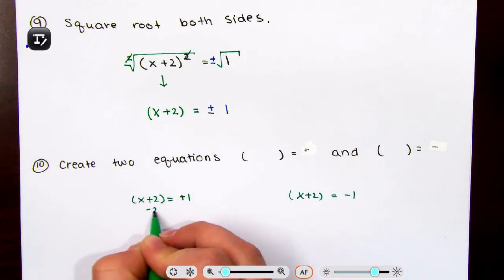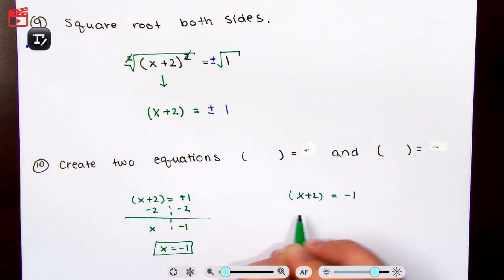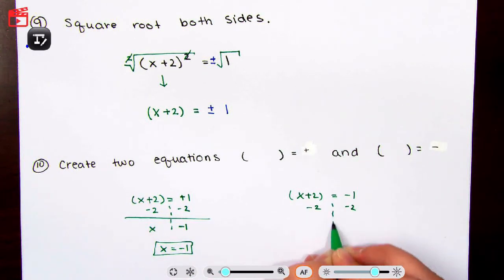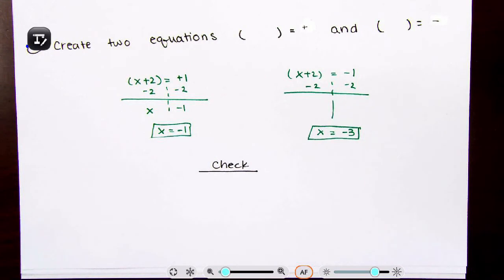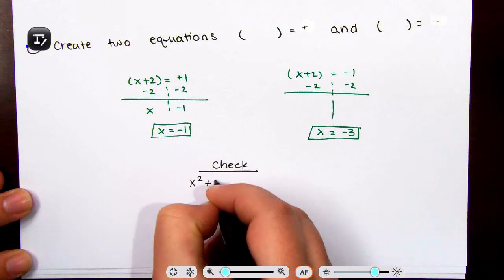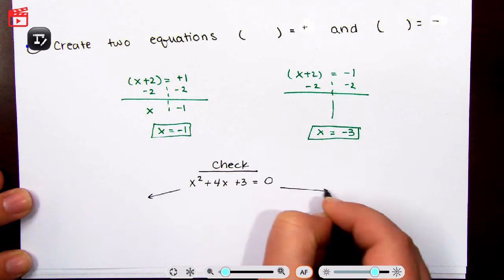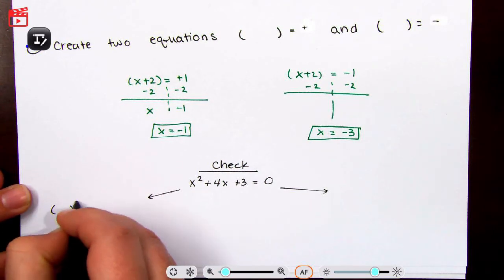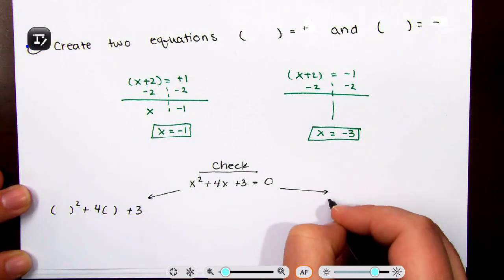I'm going to subtract 2 from both sides. So x is equal to a negative 1. And I'm going to also subtract 2 here, which gives me x is equal to negative 3. For your check, you're going to take these values and plug them into the original equation. So our original equation was x squared plus 4x plus 3 equal to 0. I'm going to do this twice. I'm going to check once for when x is equal to negative 1, and a second time for when x is equal to negative 3.